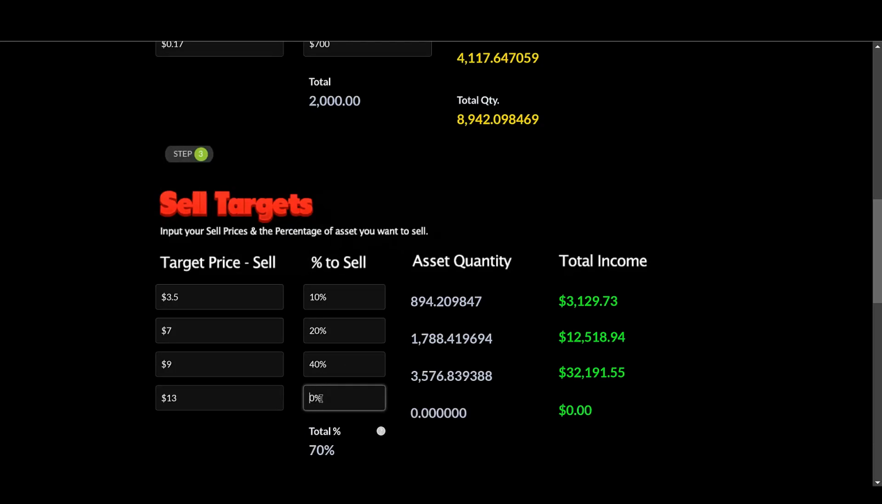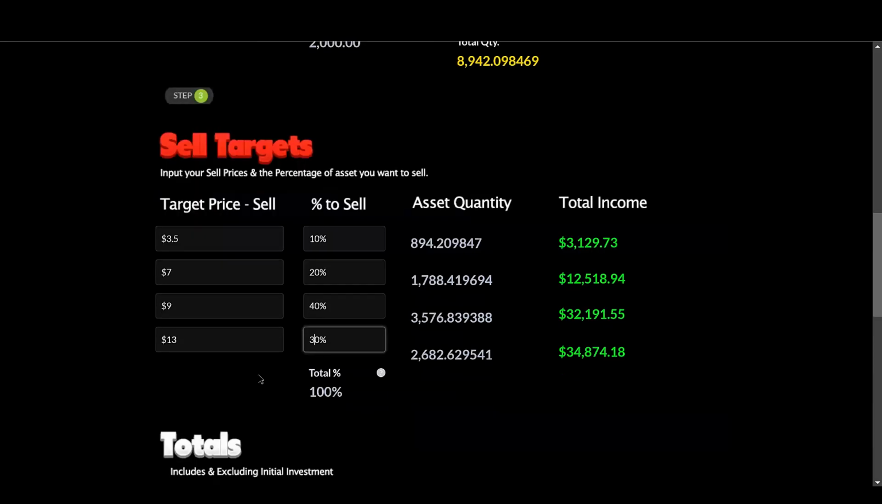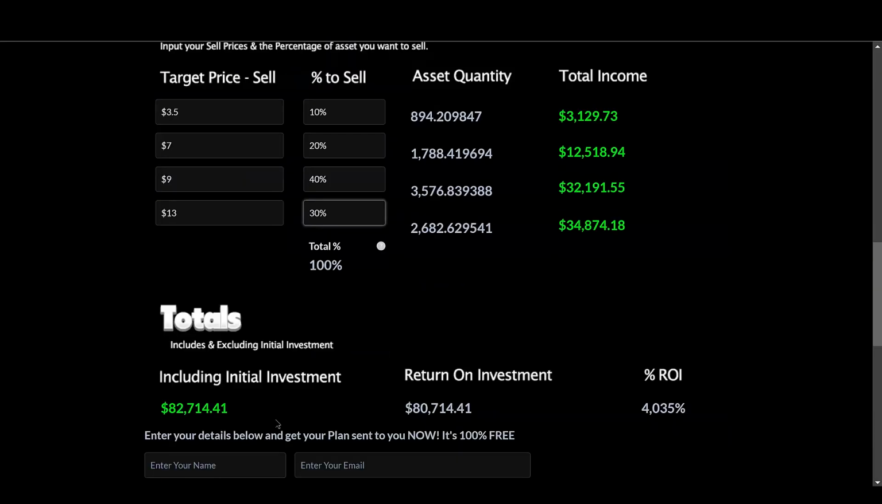And we'll add that 10% on, say, right at the end there. Let's make that 30% now, because obviously you've got to keep it at 100%. Now we've changed our return on investment considerably. So now for that initial $2,000, we're at 82,000, including our initial investment. 80,000 is our return on investment. Now for $2,000, that's exceptional, and we're looking at a 4,000% return on investment. Now whether we get there or not, it depends how you want to play the market.